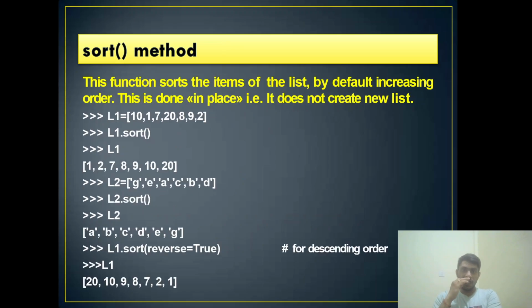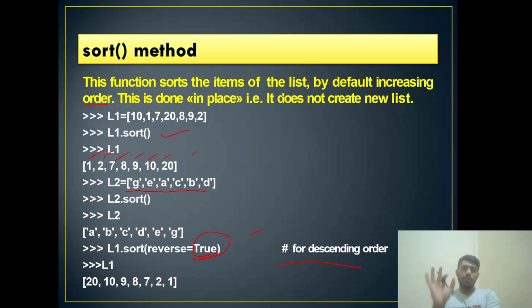Okay. Sort the items of the list, by default in increasing order. Suppose here 1, 2, 7, 8, 9, 10. Okay. If you want to do it in reverse, decreasing order, then you have to write reverse equal to True. Then it will sort in decreasing order. So this is all about the functions and methods of list.